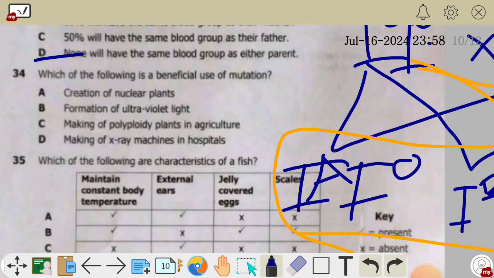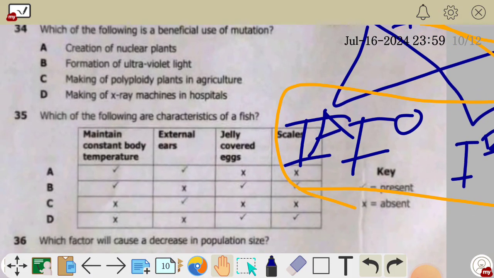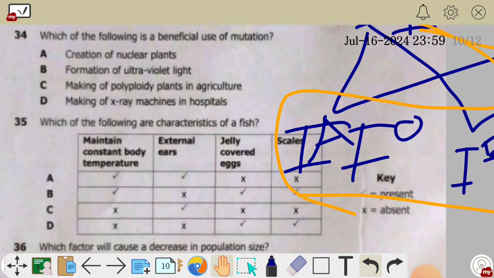It is in polyploid plants where we have more than normal number of chromosomes, and the result is that the fruits which will be produced will be bigger than the ones which are produced naturally. So the correct answer for question 34 is C.